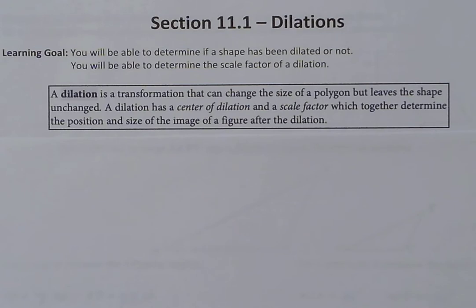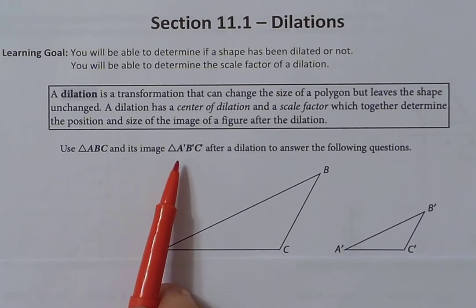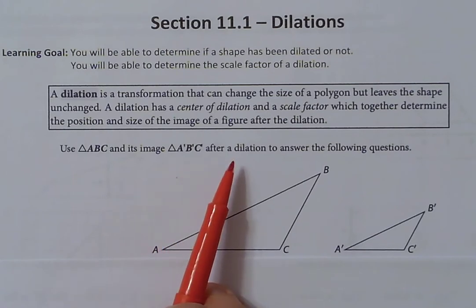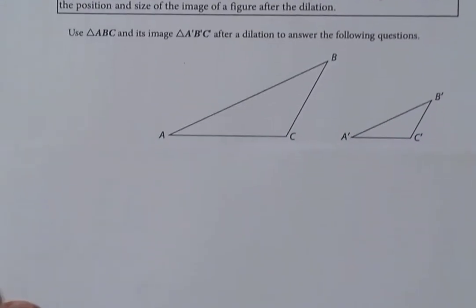So let's run through an example of a dilation, and then let's talk about this scale factor. So first thing is we have triangle ABC and its image triangle A prime, B prime, C prime after a dilation, and we're going to use these two triangles to answer the following questions below. So I'm going to go ahead and move this up.